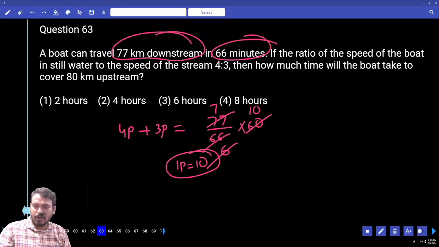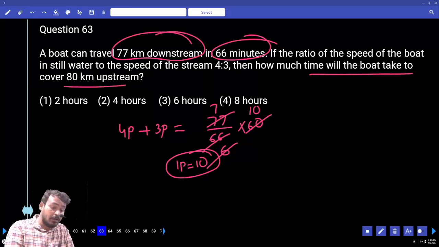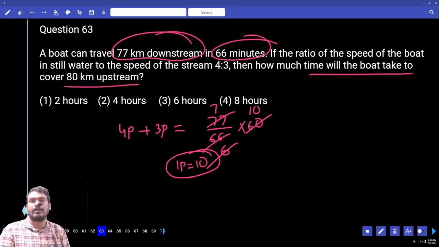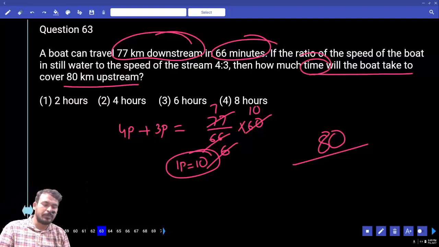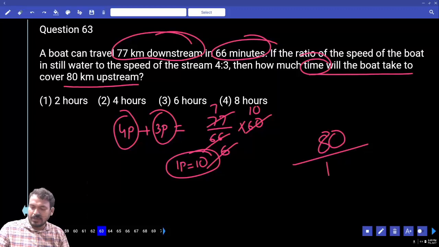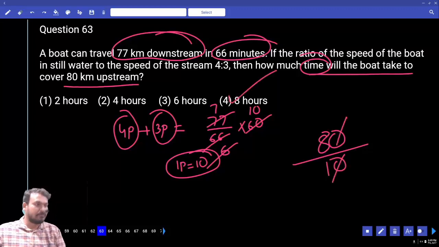What is the question here? How much time will the boat take to cover 80 kilometers upstream or downstream? Upstream. What is the upstream distance? 80. The required time means distance by speed. What is the upstream speed? M minus S or M plus S? M minus S. M is 4 parts, S is 3 parts. Difference 1 part. Denominator 10. 80 by 10 means 8 hours, sir.